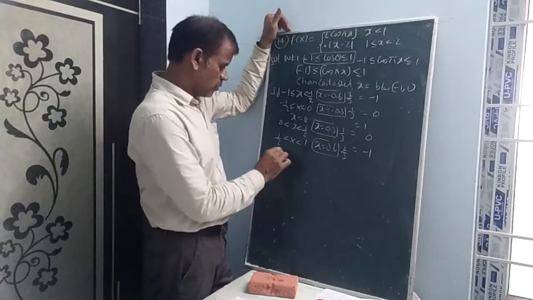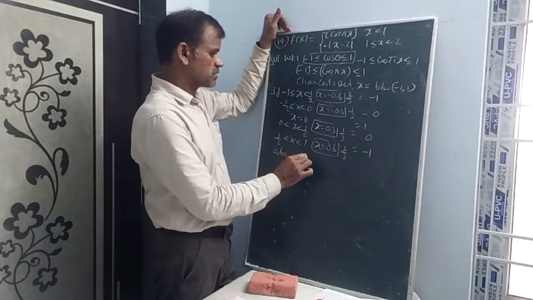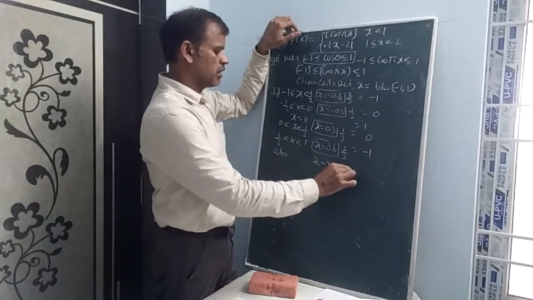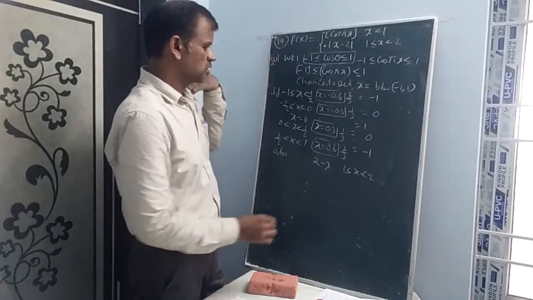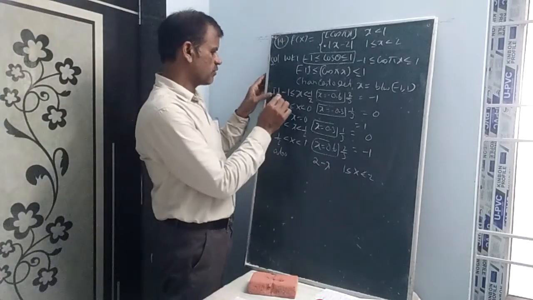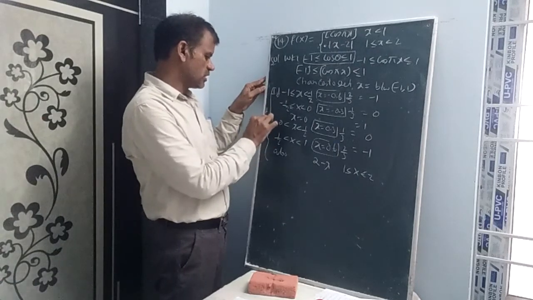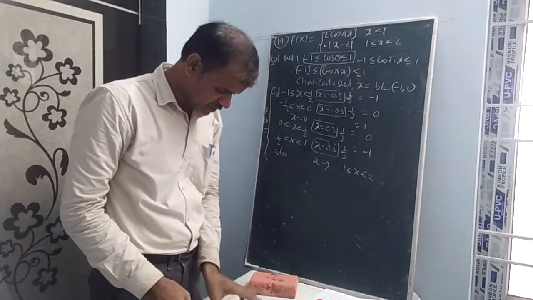Also you should write f(x) = 2 − x when 1 ≤ x < 2. So this is the full definition of f(x). Now, what do we need to calculate?